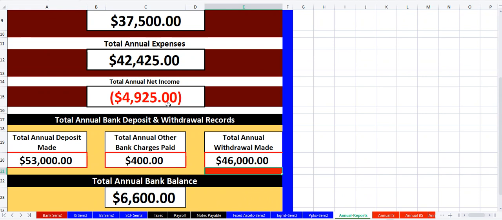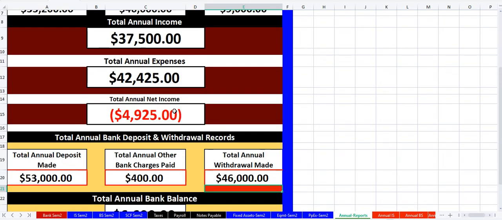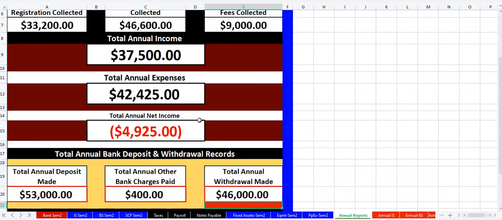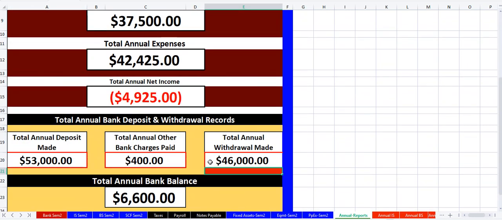$4,925. That's a loss. So we can still adjust that, but it's good that you see it that we operated at a loss because there is a report for the whole year. That's the reason why it's here affected the other report now. For the semester itself, there were no loss.